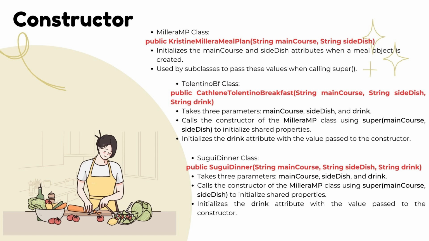It is the same as the Sugi Dinner class constructor that we use. The string main course, string side dish, then string drink takes three parameters too. And in the constructor, we also use the super method and initialize the drink attribute with the value passed to the constructor.